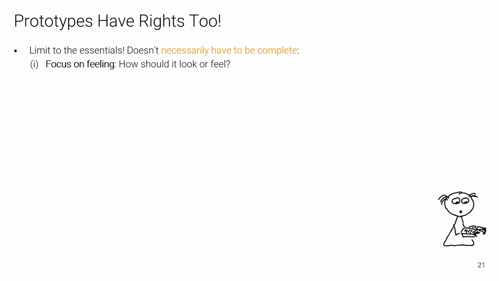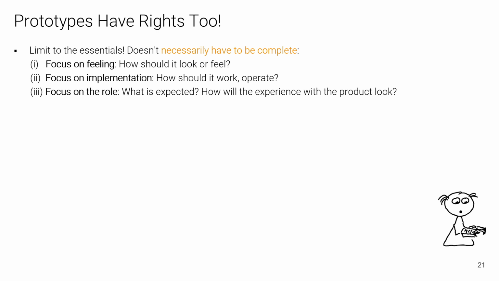For instance, there are prototypes that focus on the feeling. They seek answers to questions like, how should it look or feel? Or there are prototypes that focus on functionality. Here we ask, how should it work or operate? There are also prototypes that concentrate on a role. In such cases, we might ask, what is expected, or what will the user experience be like? So we must always remain flexible to allow for easy and quick changes. Otherwise, we don't even need these prototypes.